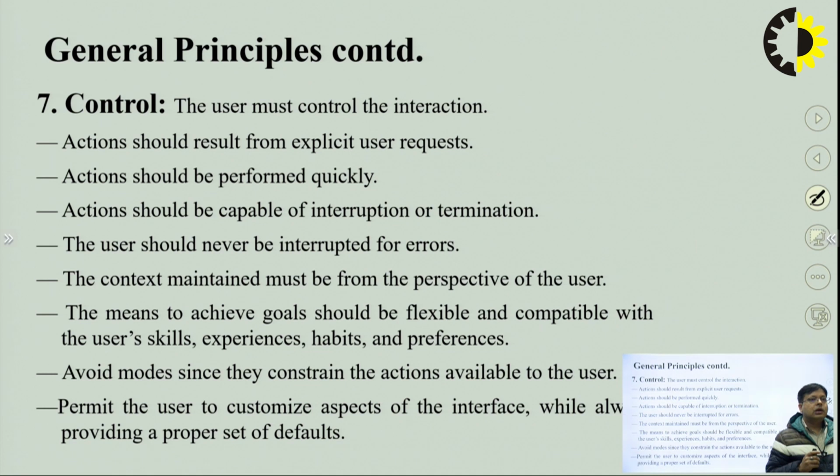The seventh principle is control, right? The user must control the interaction. Suppose a user performs a copy and then paste into some folder, then there should be control in the hands of the user. When they want to interrupt or terminate the task, they should be able to do all these things. So various actions are there, and the control of performing and not performing the various actions in between must be in the user's hands.